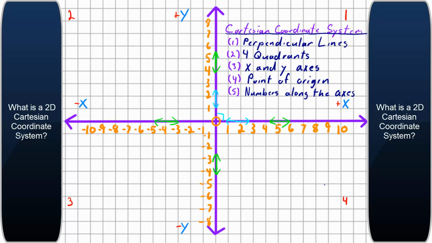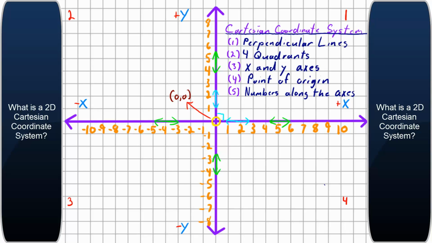Okay, let's look at number 4 now. Point of origin. See the orange circle that was in the center? Well, I've turned it yellow. And this here is our point of origin. It is 0 in essence. 0, or we can say it is (0,0), which the x is at 0 and the y is at 0.